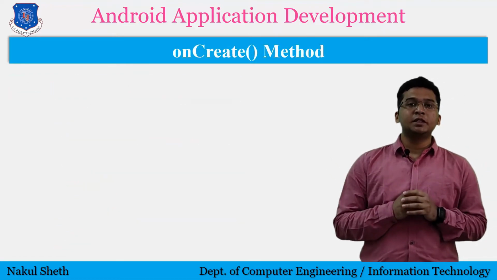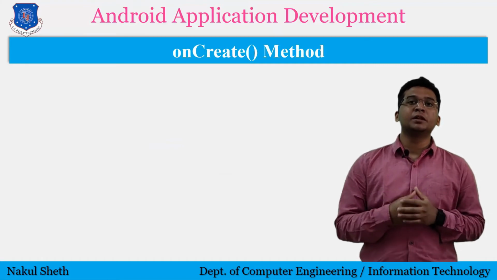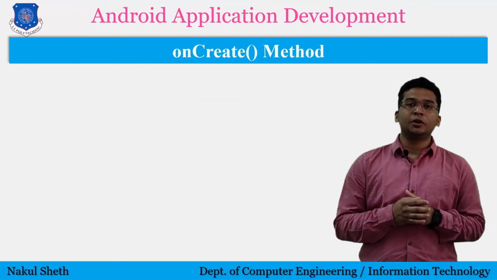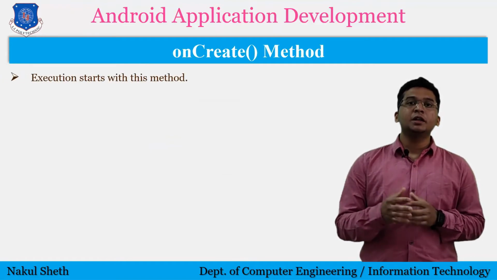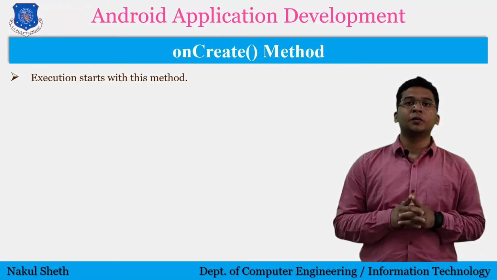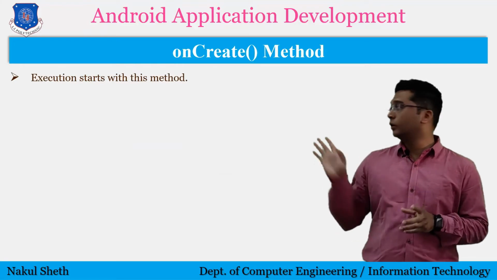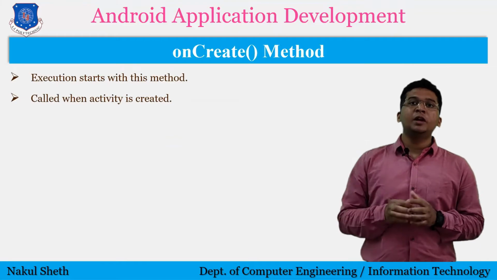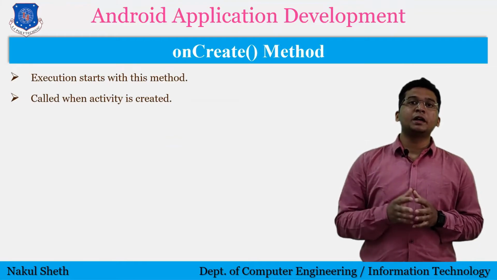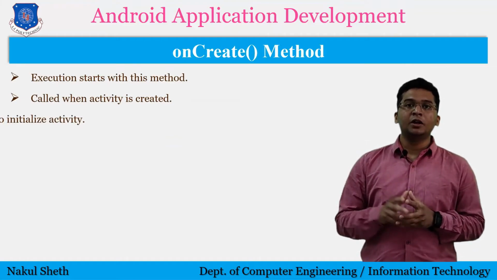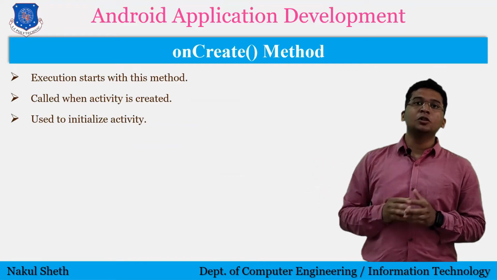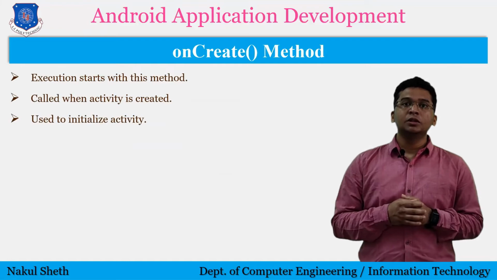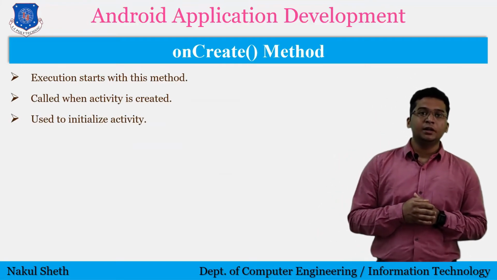So in case of C, C++ and Java, the main method is called first when you execute your program. But in case of Android, execution of a program will start with the onCreate method. This onCreate method will be invoked when a new activity is created, and onCreate is also used to initialize a new activity. So this is all about onCreate.